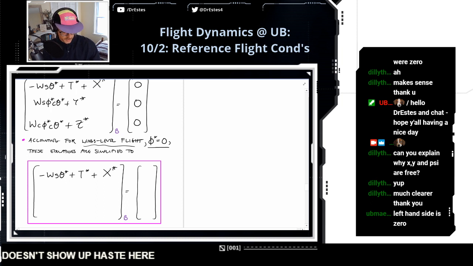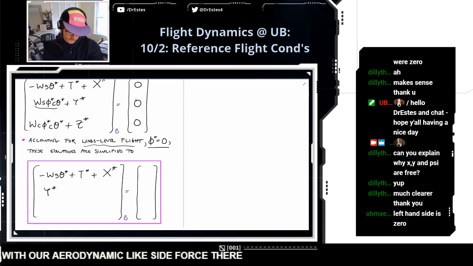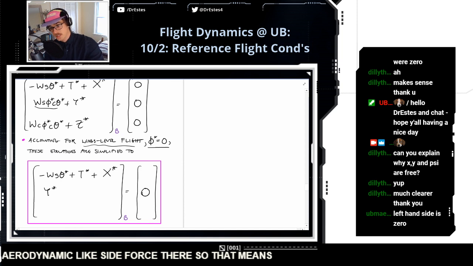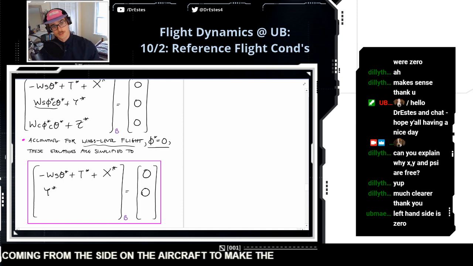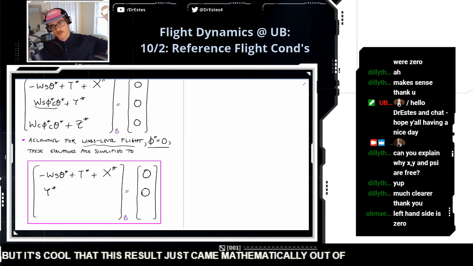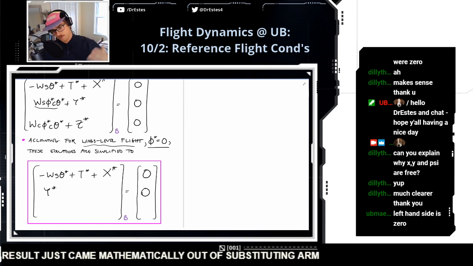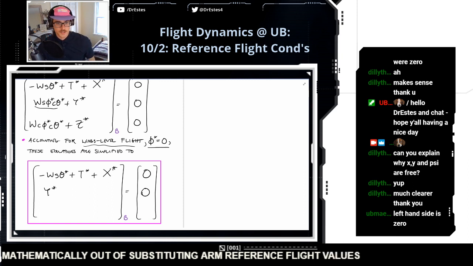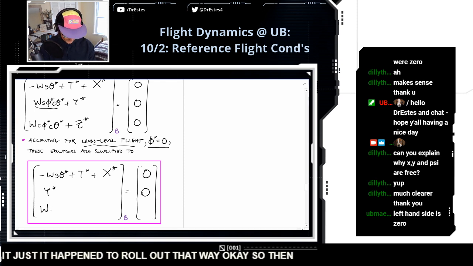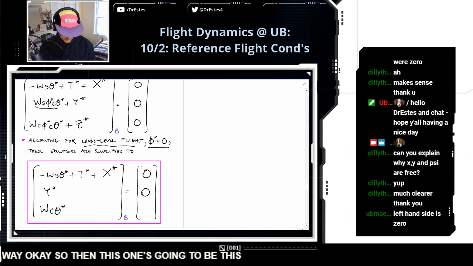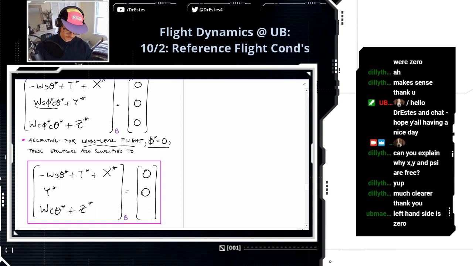Here, if we substitute a zero roll angle, that whole term goes to zero. And so we're just left with our aerodynamic side force there. So that means Y star is equal to zero. We have no force coming from the side on the aircraft, which makes sense. But it's cool that this result just came mathematically out of substituting our reference flight values into our dynamics. It happened to roll out that way. Okay, so then this one's going to be this. Equals zero.